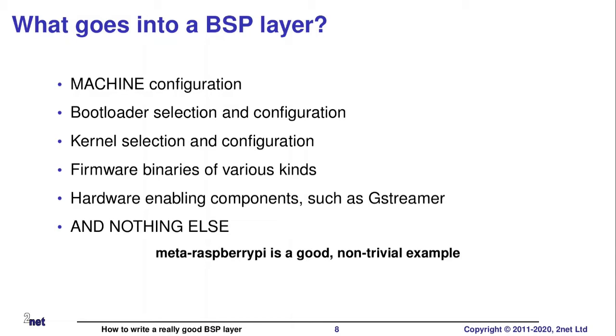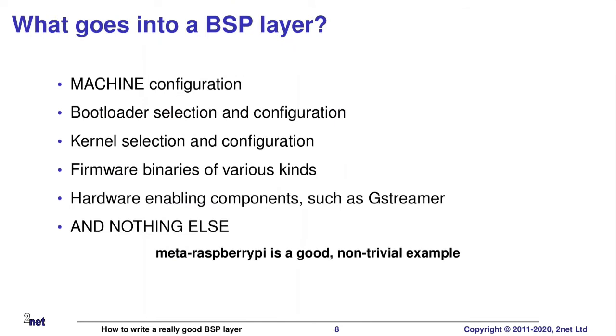And I highly recommend meta-raspberrypi as a good lesson on how to write a good non-trivial BSP. So the Raspberry Pi is an interesting thing. It has a lot of weird stuff in it. It has a peculiar boot mechanism. It has some additional requirements on the way the SD card is formatted. There's a whole lot of interesting stuff in there, and meta-raspberrypi does it pretty well.